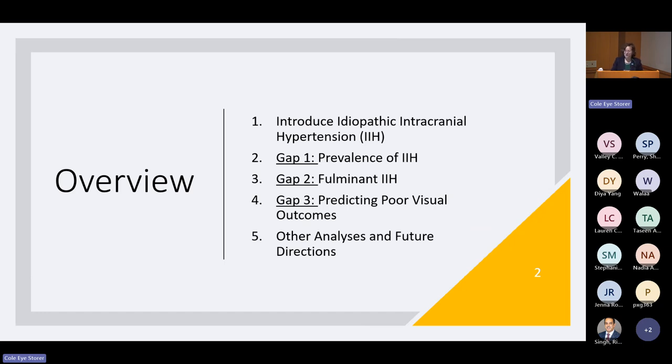I will then be discussing our three major gaps here in the literature. So prevalence of IIH, fulminant IIH, and predicting poor visual outcomes. And then lastly, I'll just review with you the other analyses and future directions for research.